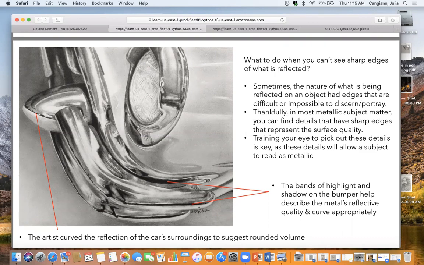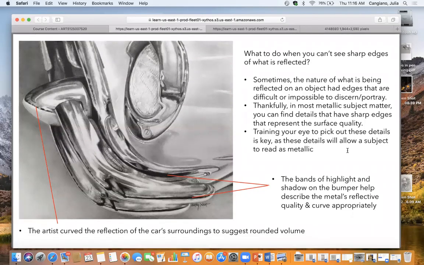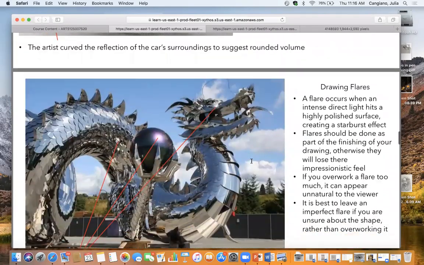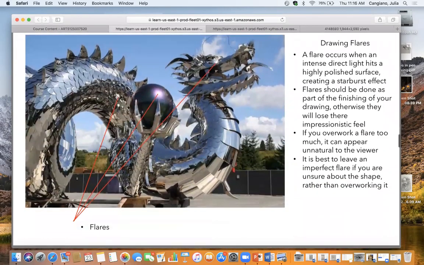And again, we're not sure what's around this car piece, but the artist used these contrast bands of light and shadow and the distortion from this piping to give us an idea of at least what the metal is doing and the fact that it is metallic. So training your eye to pick out these details is key, as these details will allow a subject to read as metallic. So yeah, just finding these little pieces of light and shadow is really going to help your drawing along.